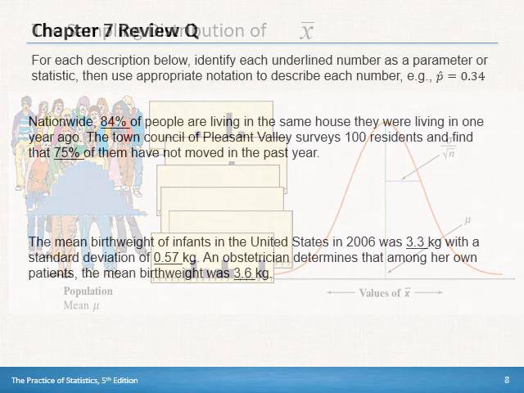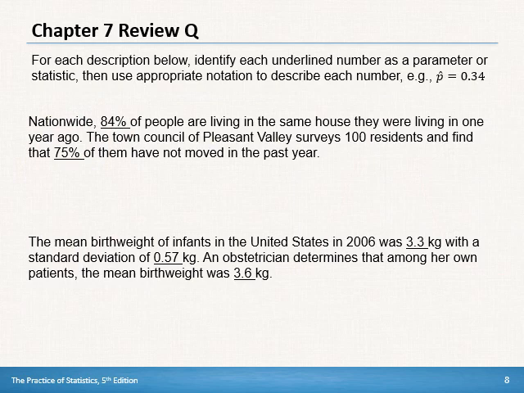All right, let's review a little here for chapter 7 for our assessment. So for each distribution below, identify each underlying number as a parameter or a statistic, and then use the appropriate symbol, like p hat equals blah, blah, blah.